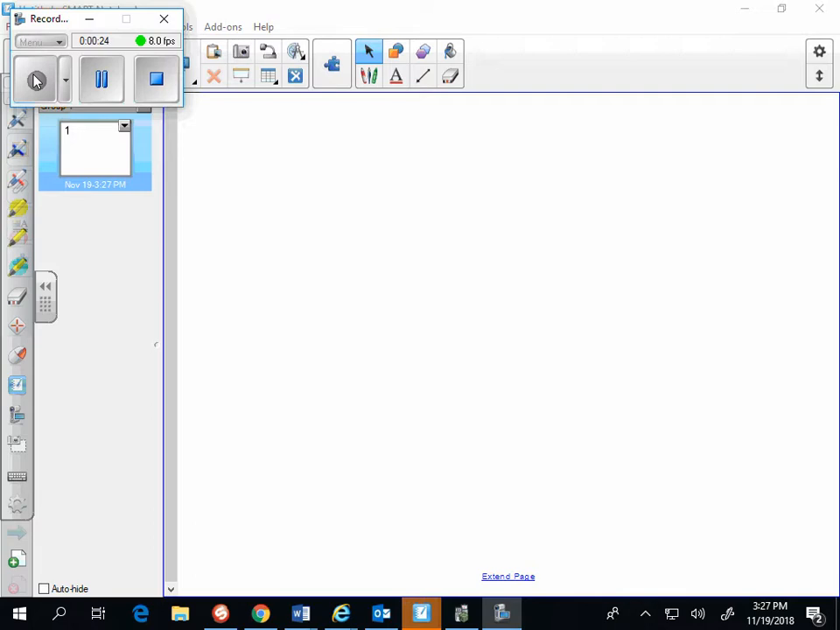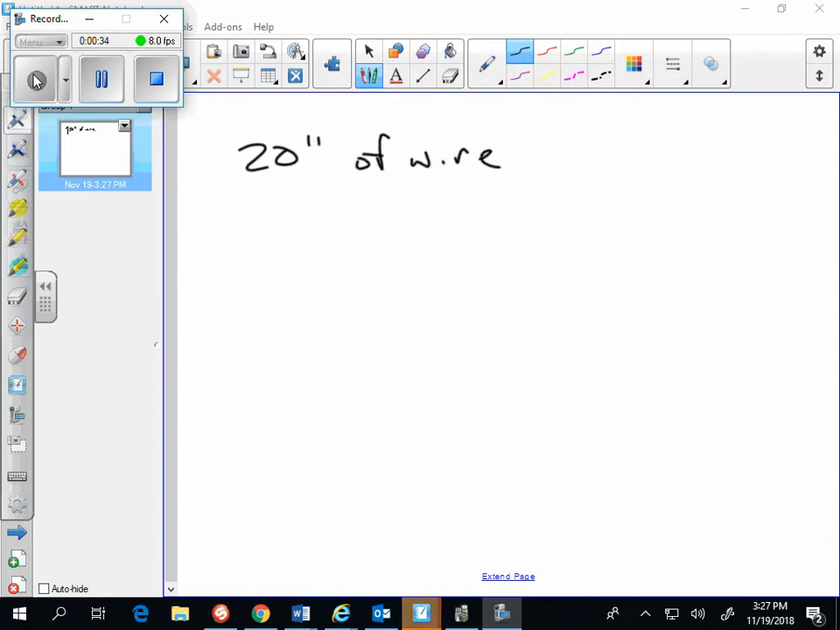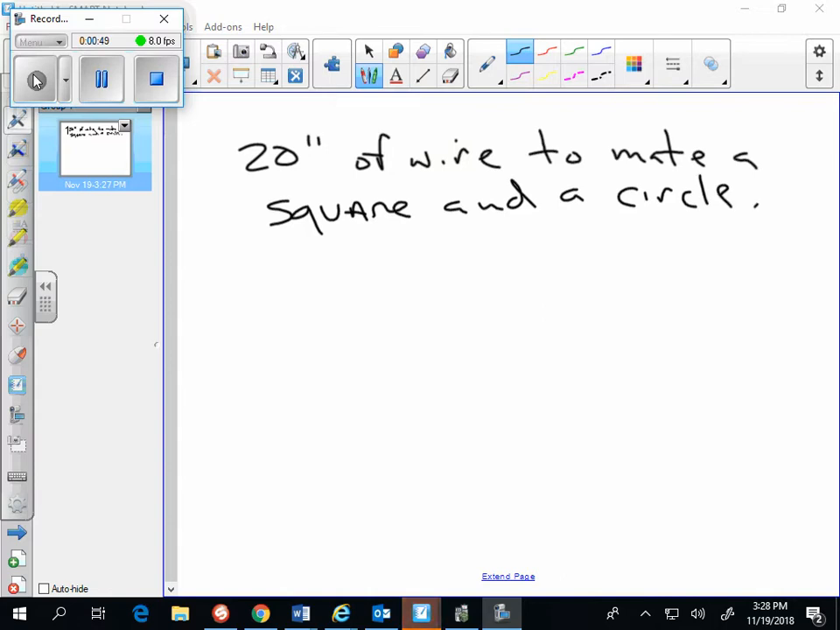free response a few years ago. We're told that we have 20 inches of wire, and that we're going to use this wire to make a square and a circle. And this is a 20-inch piece of wire. Okay, so we're going to make these shapes out of this piece of wire.